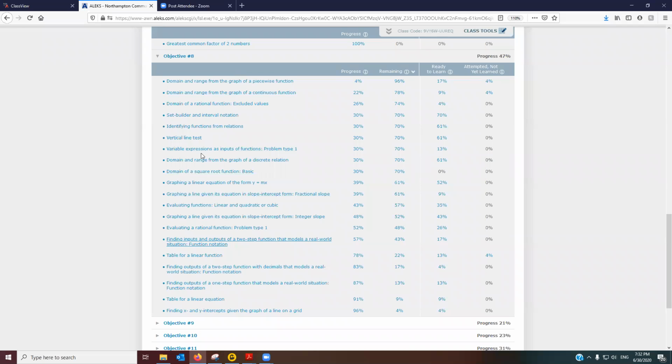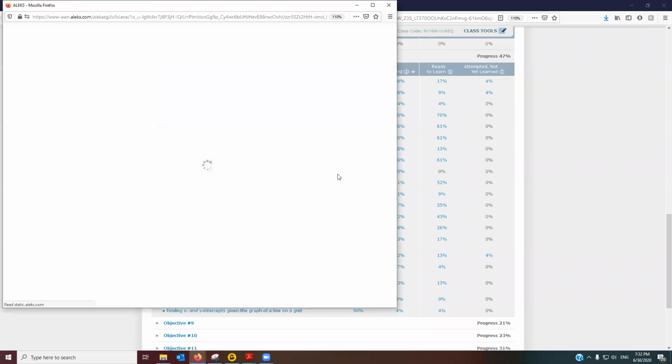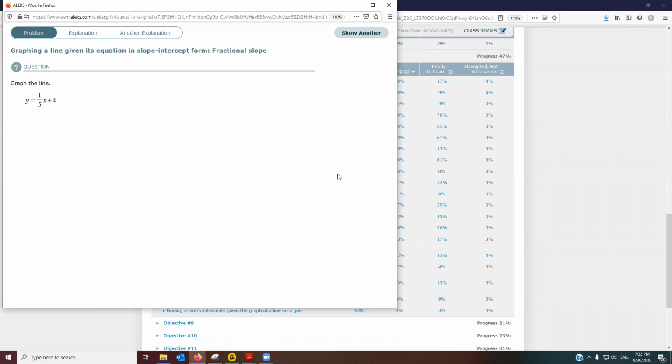And I want to go over a few of these topics, and most of these have to do with either graphing or finding domain and range. So I'm going to make sure to do a few examples. Why don't we start out here, graphing a line given an equation.